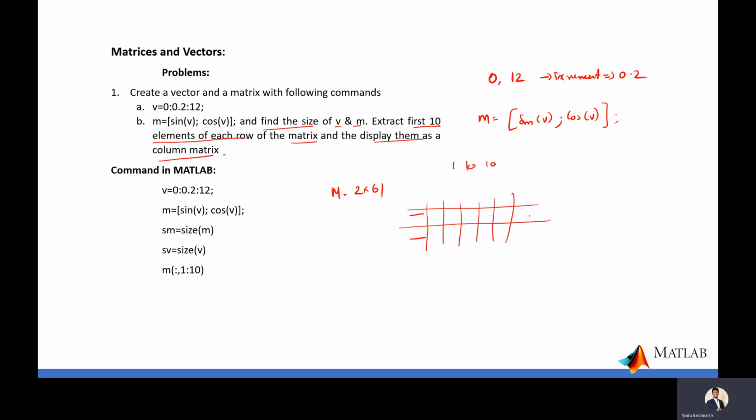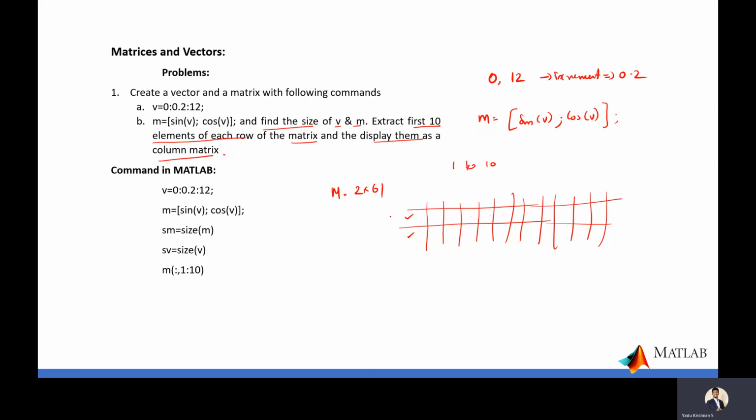1, 2, 3, 4, 5, 6, 7, 8, 9, 10, 11. But we know that there are 61 elements, but I need only 10. So here you see how many rows we need? 2 rows we need. Okay, 2 rows. How many columns we need? 10 columns we need.